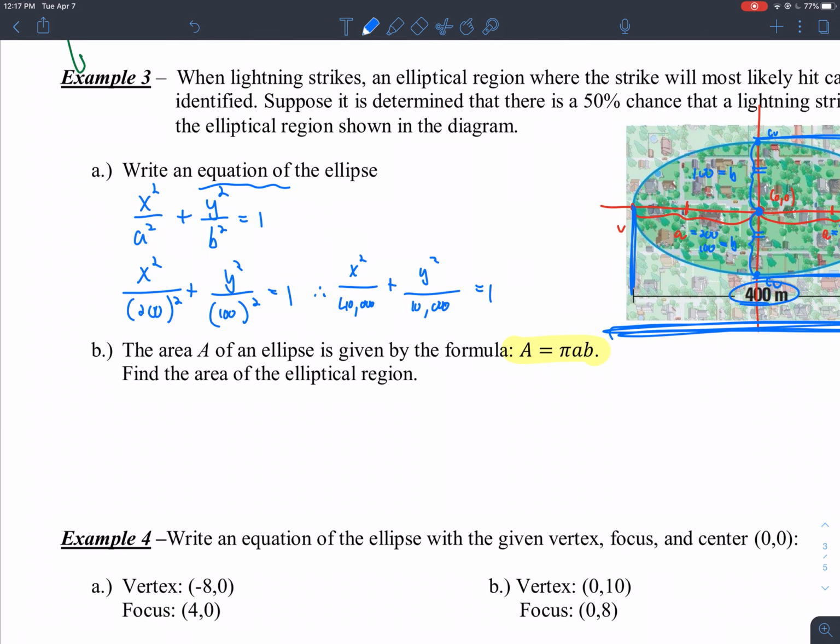You don't have to memorize this, but they give you the formula for the area, and they say find the area. So the area is pi times A, which is 200, times B, which is 100. So that's 20,000 pi, something like that. And then if you approximate that, you get 62,831.8 meters squared. Okay? Not really much of a problem-solving question.